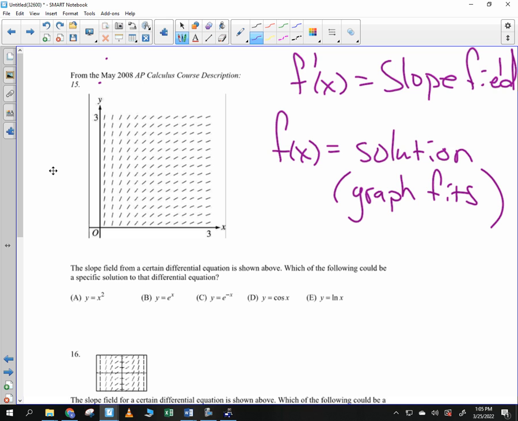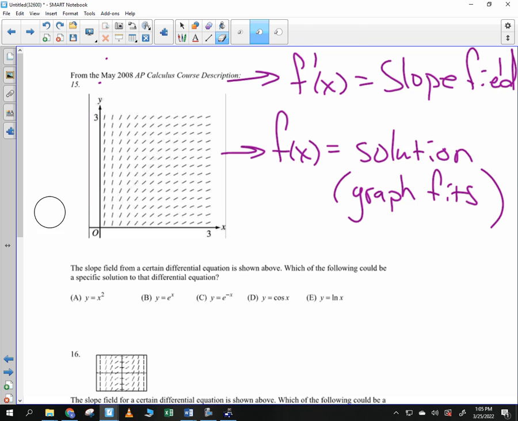So the question here is, the slope field from a certain differential equation is shown. So they're showing you this. Which of the following could be the specific solution? The specific solution is the graph that fits this. So does x squared fit that? No. What is e to the x? What does e to the x look like? Exponential functions look like that, remember? Does that fit? Definitely not. So it's not e to the x.